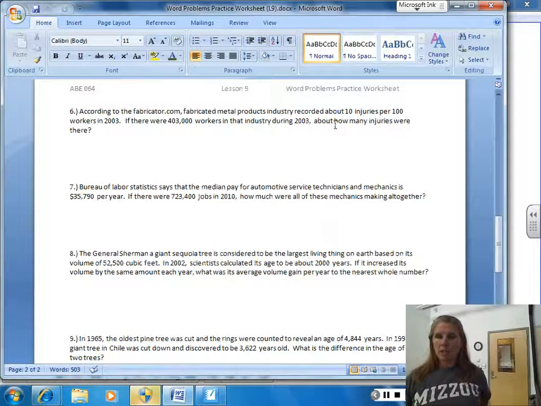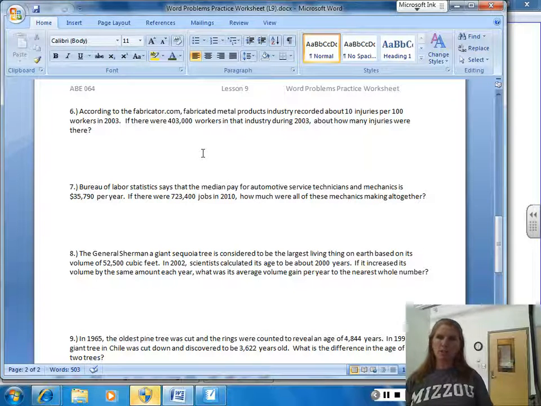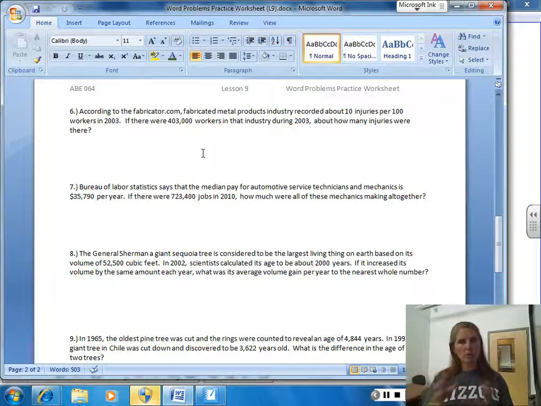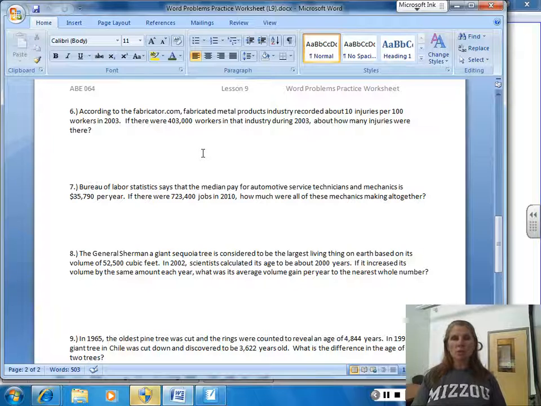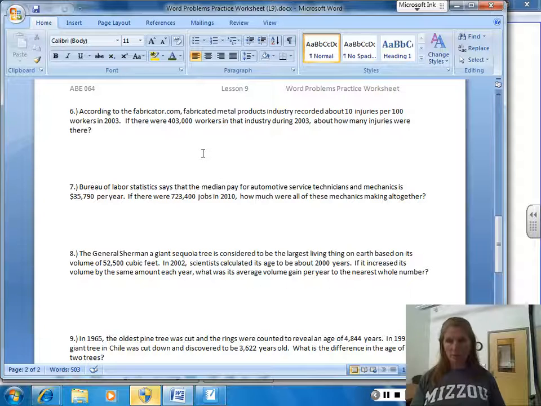There were 10 injuries for every 100 workers. If there were 403,000 workers, how many injuries were there? So first thing you want to do is know, well, we're talking about injuries per 100, so how many hundreds are in 403,000? This particular word problem, to me, there's no great keywords that jump out. So it's kind of reading it and trying to figure it out. It's a tough one. And so I wanted to work through it with you because it is a harder one.